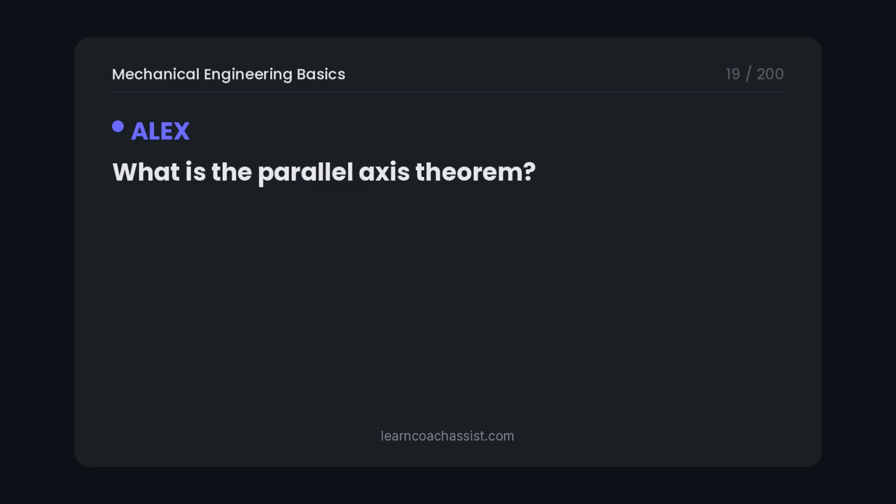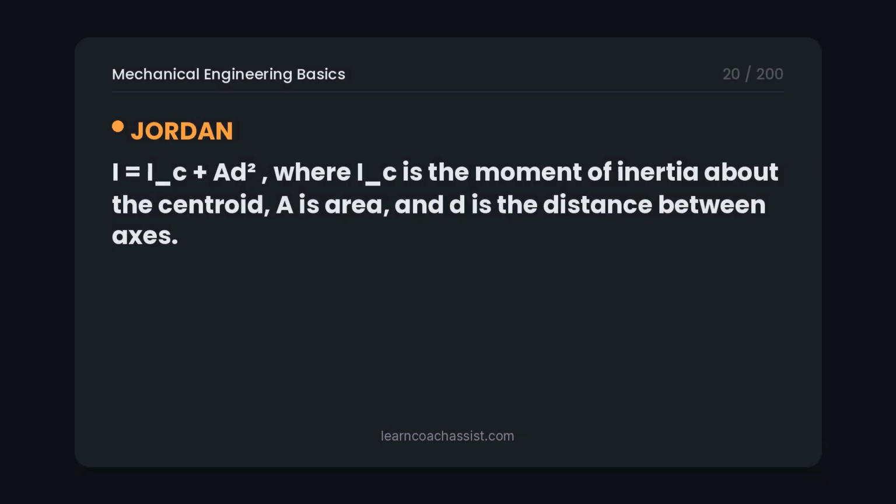What is the parallel axis theorem? I equals I_c plus A d squared, where I_c is the moment of inertia about the centroid, A is area, and d is the distance between axes.